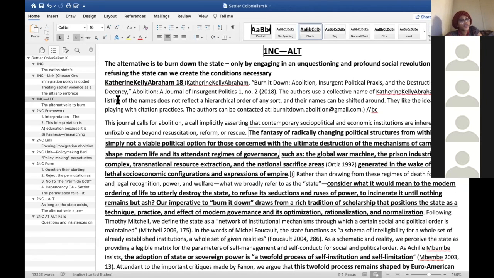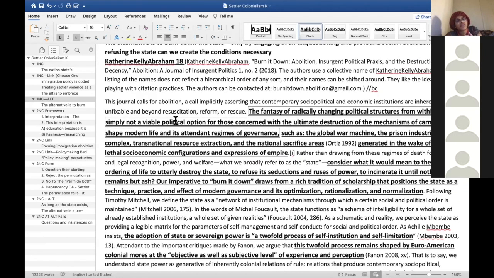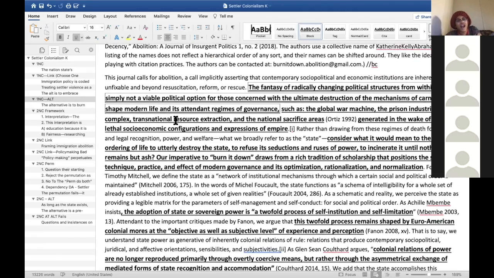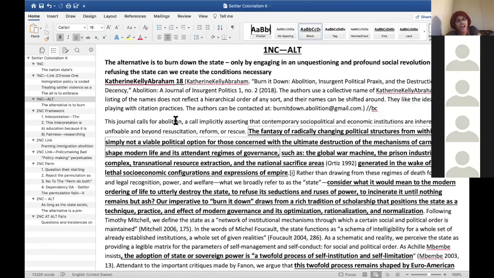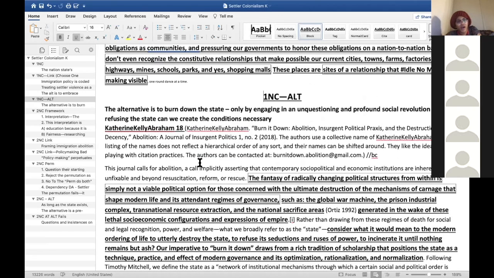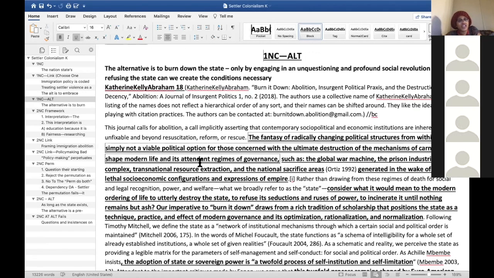And so the alternative for this critique is to burn down the state. What I would encourage you to do to make the best use of the settler colonialist critique is to look through the Catherine Kelly Abram card and find an explanation of what that looks like. Because what will hurt you when you're reading a critique is when your alternative is really vague. You might have a really strong explanation of the link, like those explanations that we got from Star and Raylene.